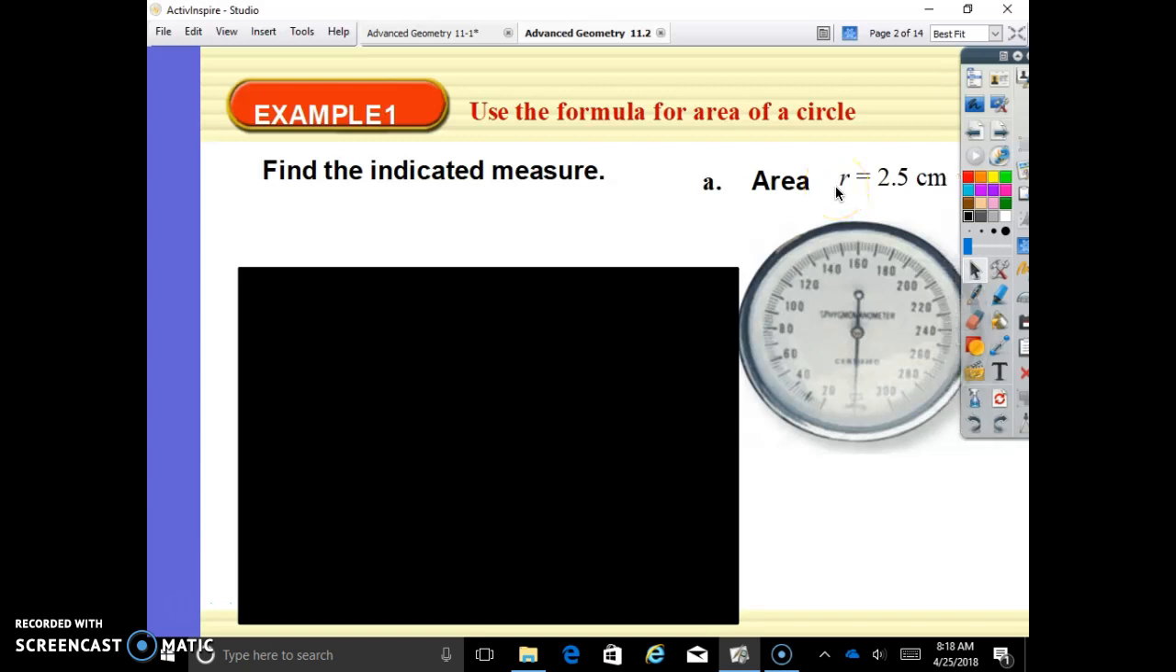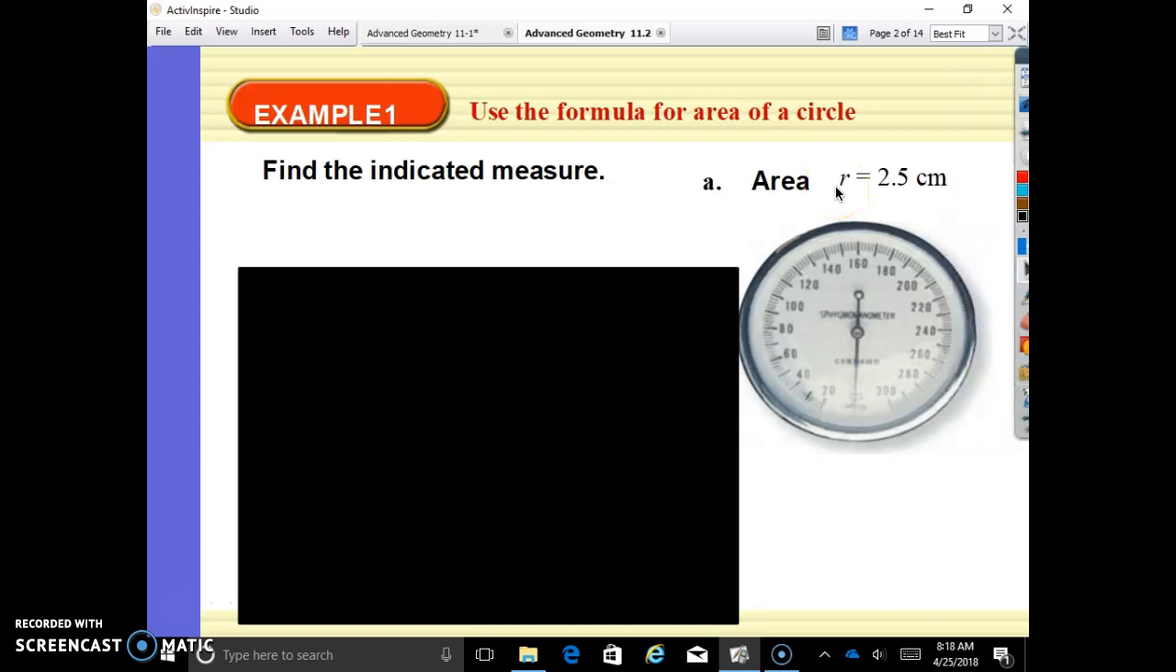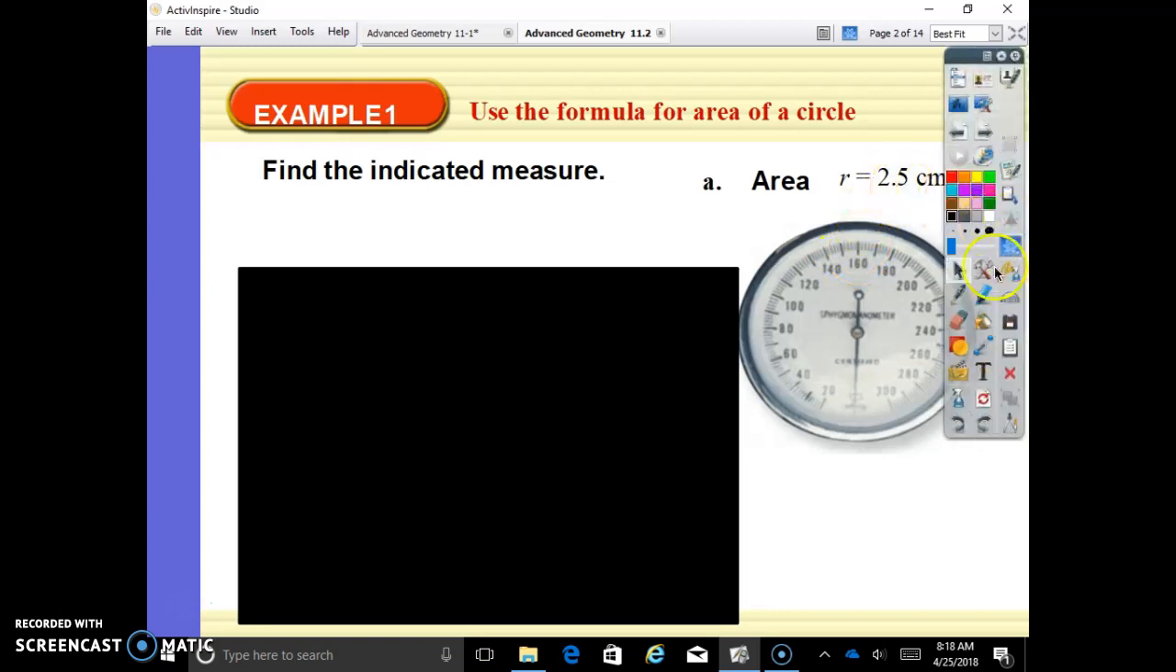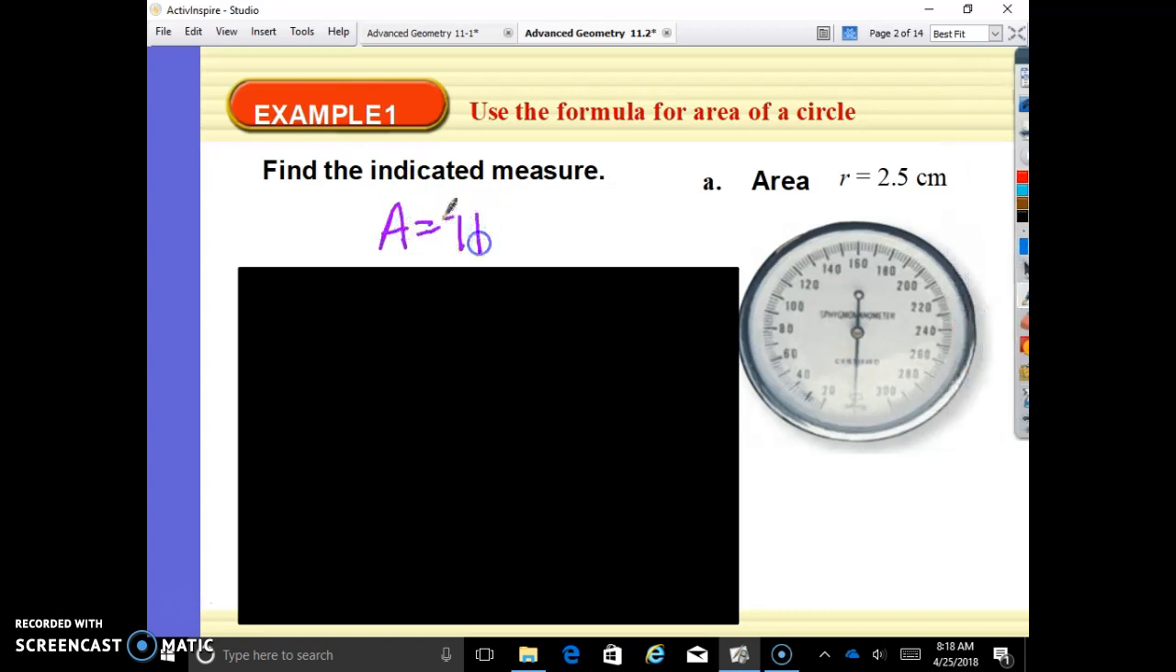Alright, so we are going to use the formula for area of a circle, and in this problem we are going to find the indicated measure. They want us to find the area of this circle. This circle has a radius of 2.5. So the area of a circle formula: the area of a circle equals pi r squared. So all we are doing is just subbing this in. Our area equals pi times 2.5 squared.